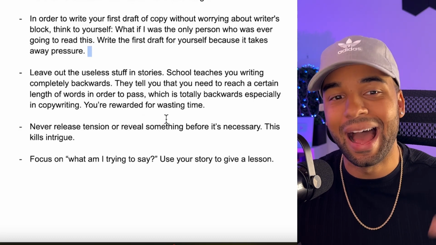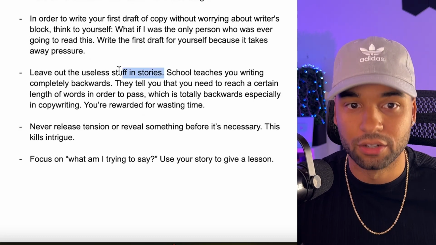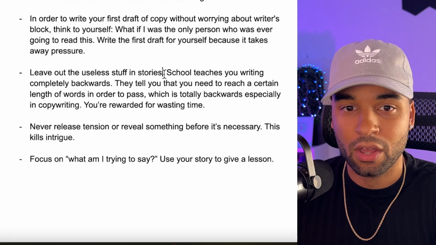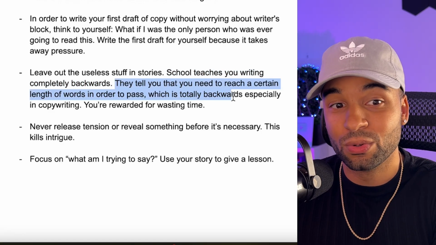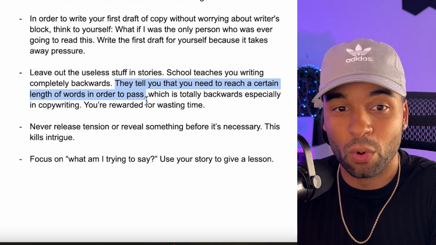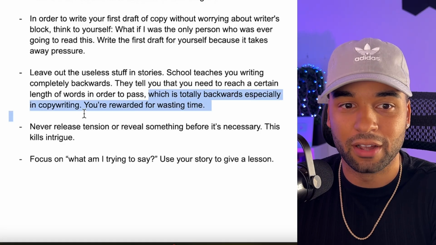Next is to leave out useless stuff in stories. Of course, this seems obvious, but you have to understand that your upbringing in the school system has taught you to literally just put fluff in every single thing that you write. School teaches you writing completely backwards. They tell you that you need to reach a certain length of words in order to pass. You guys ever do that? You have to write a 3-page essay. You have to write a 4,000-word essay, which is totally backwards, especially in copywriting.